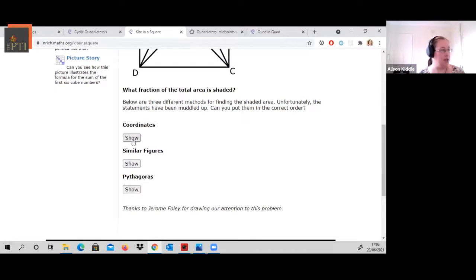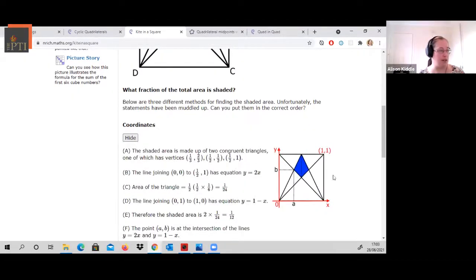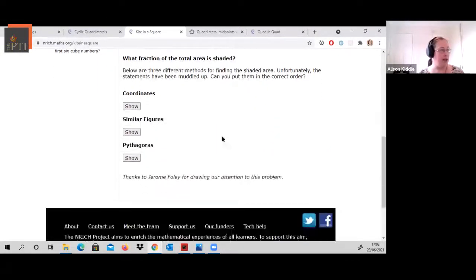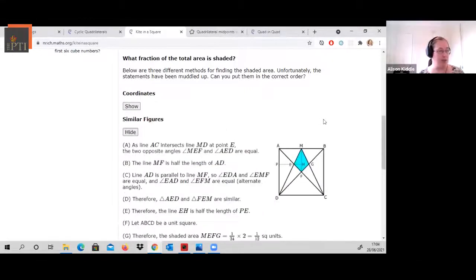and then put those steps in the right order? So the 3 methods suggested in this case, there's a coordinate method, which is very similar to the idea of drawing it on a square grid and then working out where these intersections are using coordinate geometry. And then there's a similar figures method.